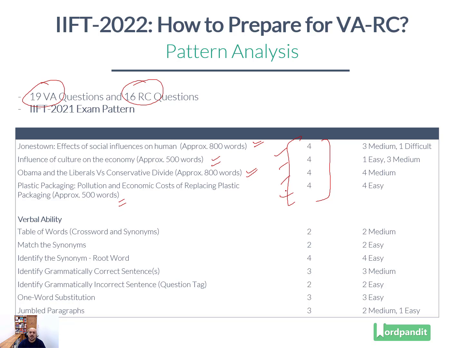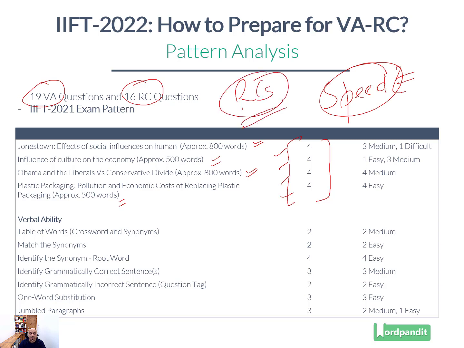So the challenging part with respect to IIFT prep is developing speed. Hence you need to take up a lot of time to practice. You need to solve long RCs as well. You will not get away with solving short RCs. You need to be in the habit of solving these long RCs and being able to solve them within the given time limit.